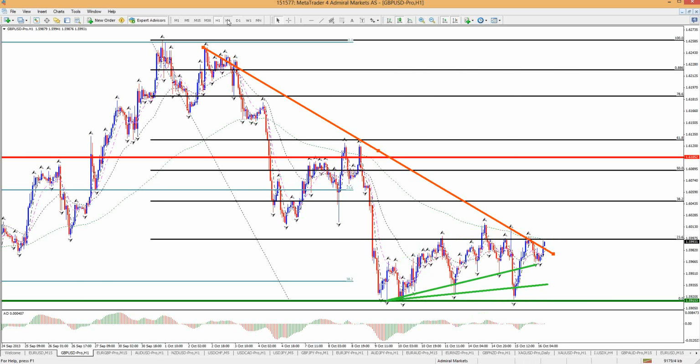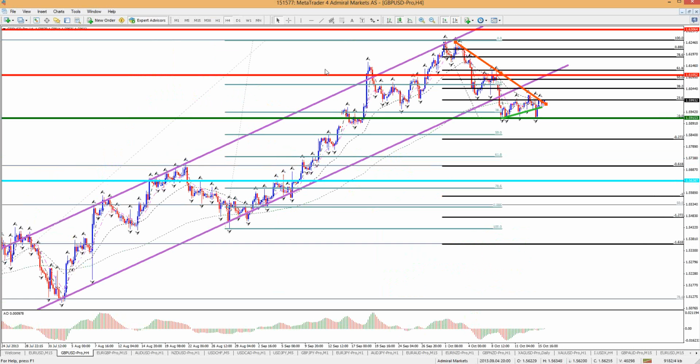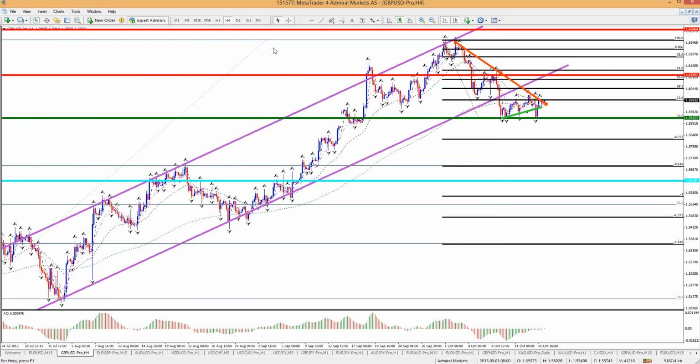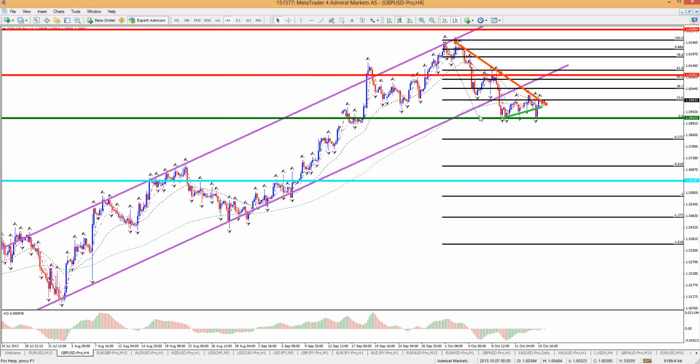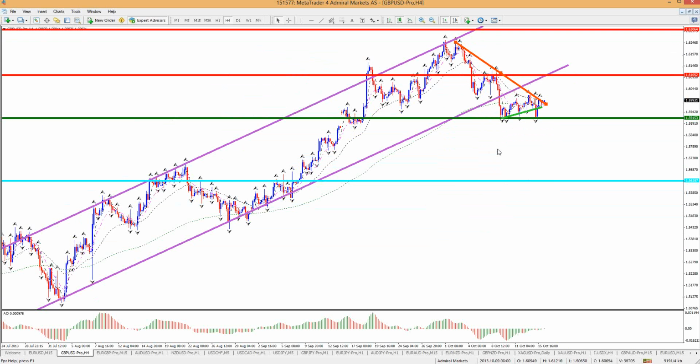Yes, and if you look at the 4-hour chart, let me get rid of some fibs here. That's way too much. It's too crowded to see anything. Here, let's clear it up a bit. All right.